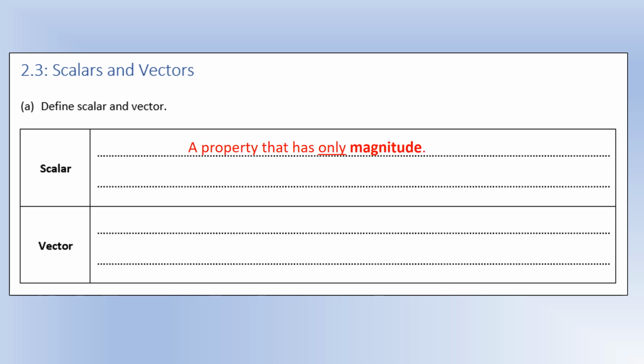So scalar, a property that has only magnitude, so things like speed, distance, temperature, energy, all of those kind of things. And vectors are properties that have magnitude and direction, so forces, velocities, accelerations, momentum, that kind of thing.